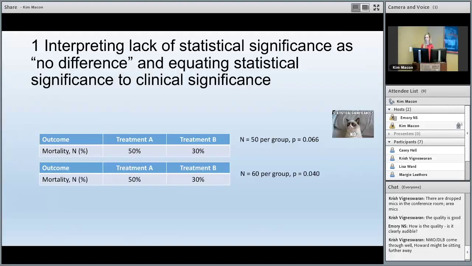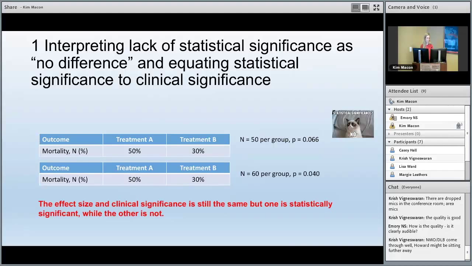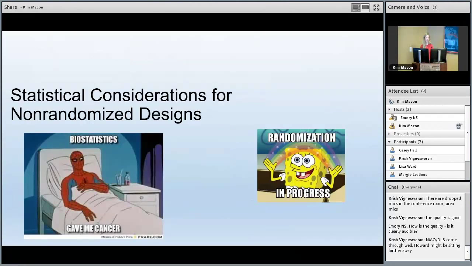So the fact is, you don't change your clinical interpretation of this. The only thing that's happening is your p-value is changing. So again, the effect size and clinical significance stay the same, but the statistical significance changes.